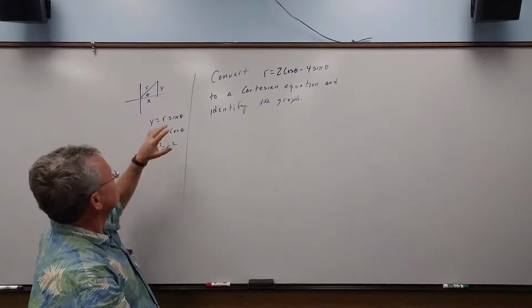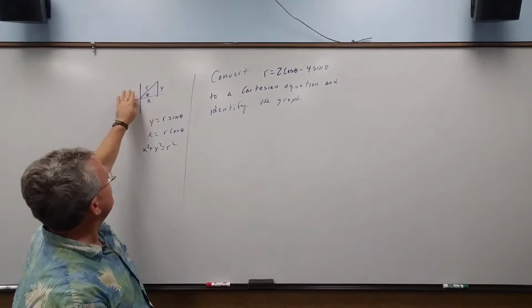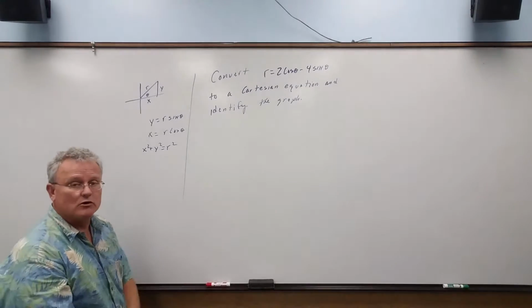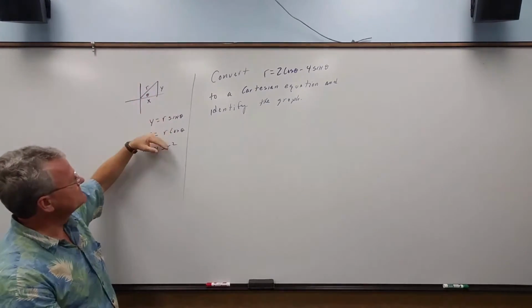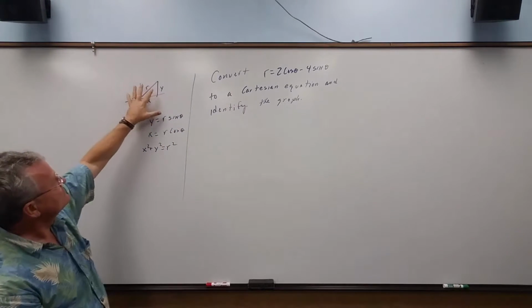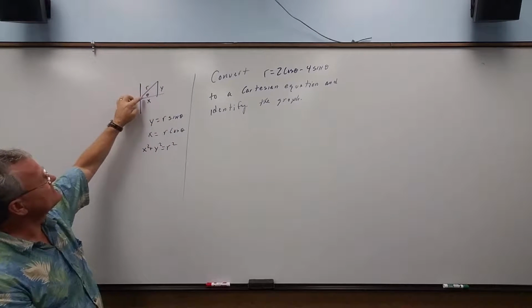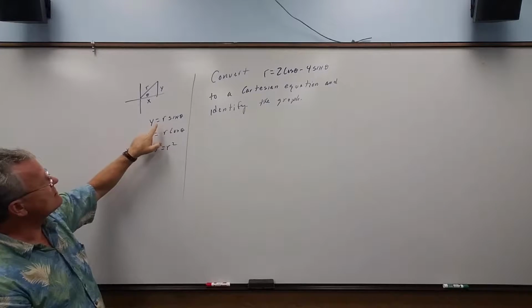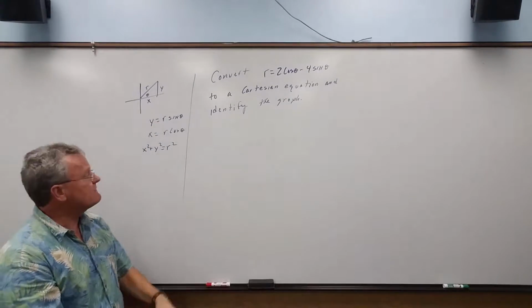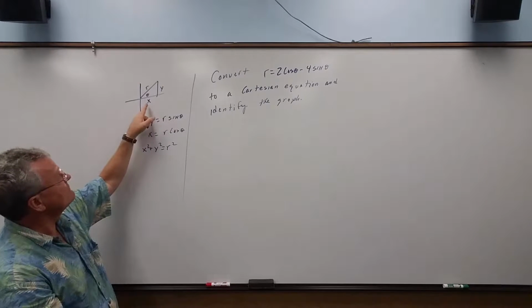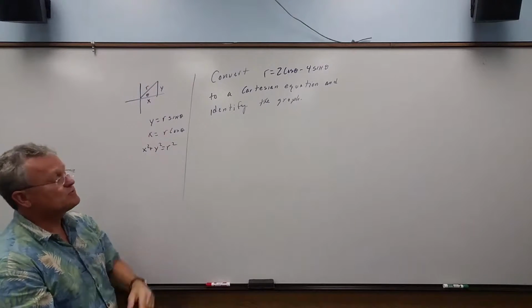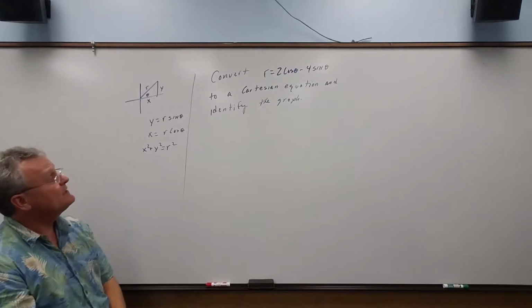Okay, for the relationship between polar and rectangular, polar and Cartesian, we've done this in several situations. We construct this, and from this sine theta is y over r, or y is r sine theta. x is r cosine theta, and by the Pythagorean theorem, x squared plus y squared equals r squared.